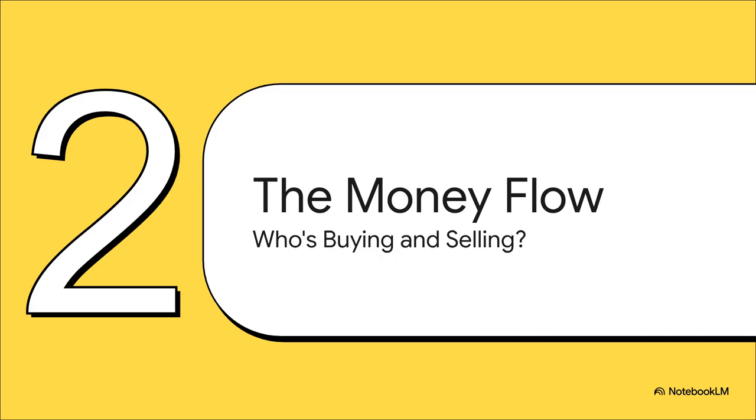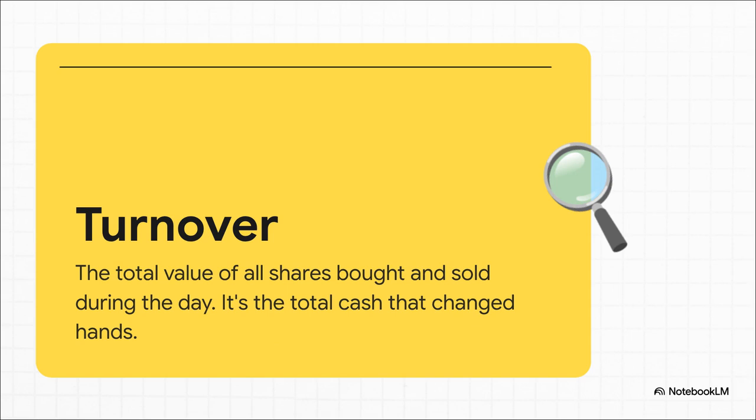Okay, so let's keep building the story. We know the market went up a little bit. The next logical question is, okay, but how much action was there? Who was actually doing all the buying and selling? It's time to follow the money. For that, we're going to look for a number called turnover. Again, let's keep it super simple.